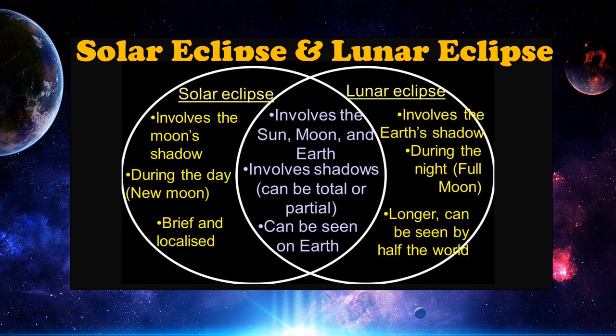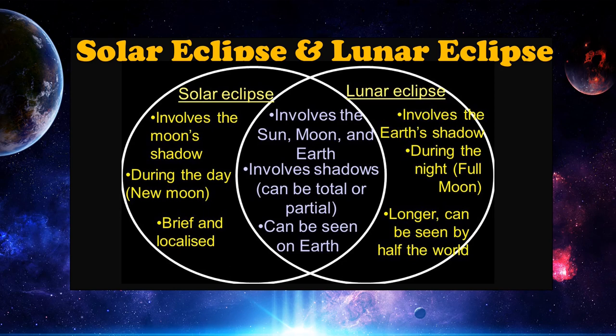We can see a summary of what we have learned from today's lesson. In this diagram, it explains both the similarities and differences between solar and lunar eclipse. So let's look at the similarities. Both solar and lunar eclipse involve sun, moon, and earth. They involve shadows. They can be either partial or total. They can be seen on Earth.